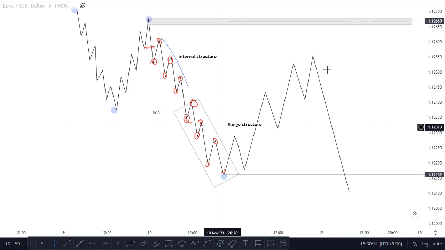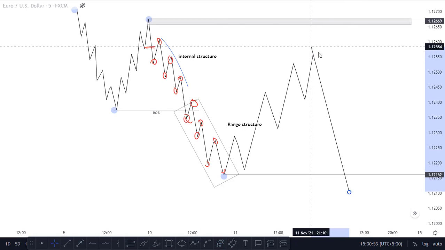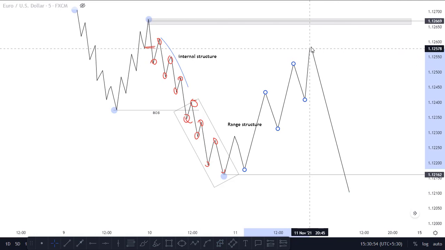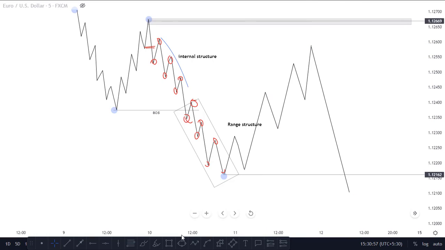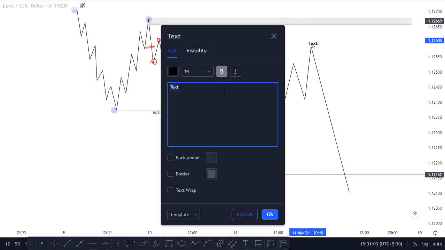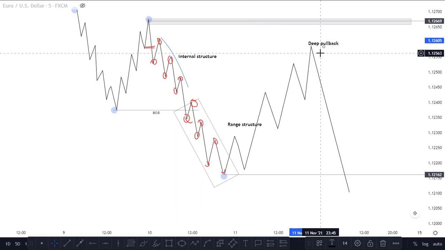There are some rules regarding that, and maybe it can be shared in another video, but understand that this is what we call a deep pullback. As long as we have market going deep back into our range, this is what we call a deep pullback. So this is a deep pullback, right?